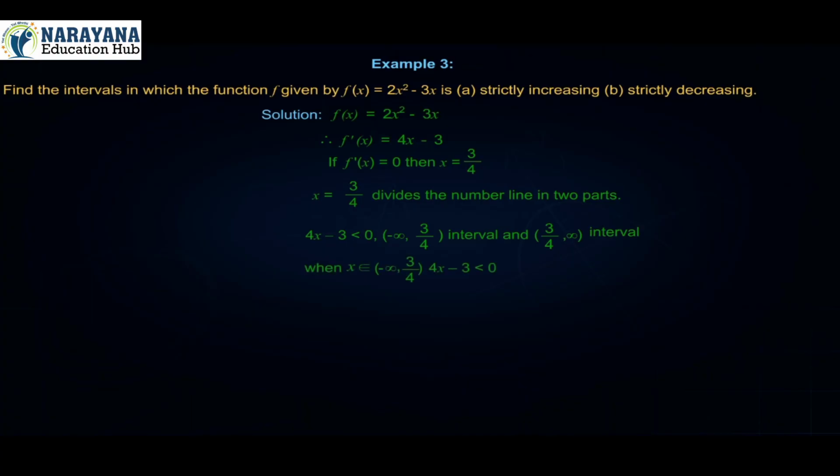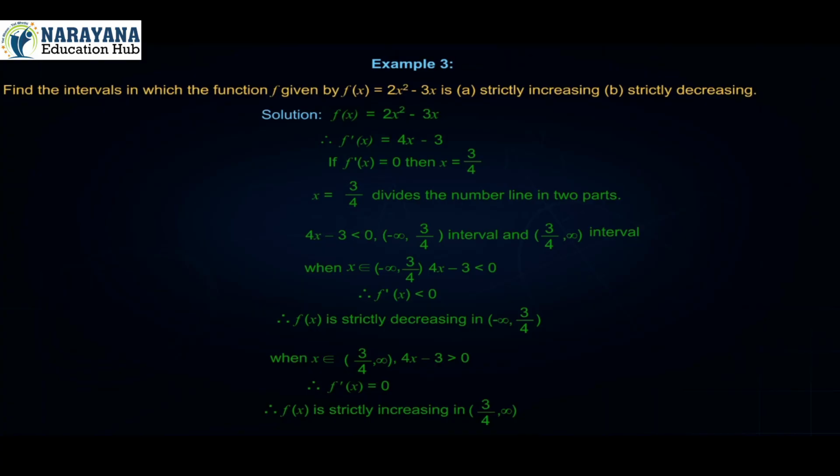When x belongs to open interval minus infinity to 3 by 4, 4x minus 3 is less than 0. Therefore, f dash of x is less than 0. Therefore, f of x is strictly decreasing in open interval minus infinity to 3 by 4. When x belongs to open interval 3 by 4 to infinity, 4x minus 3 is greater than 0. Therefore, f dash of x is greater than 0. Therefore, f of x is strictly increasing in open interval 3 by 4 to infinity.